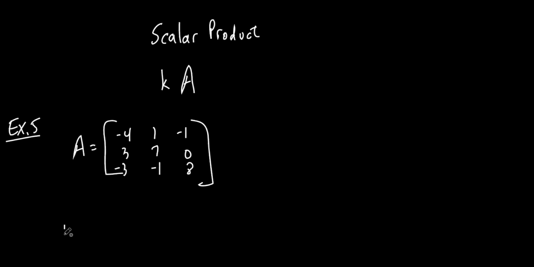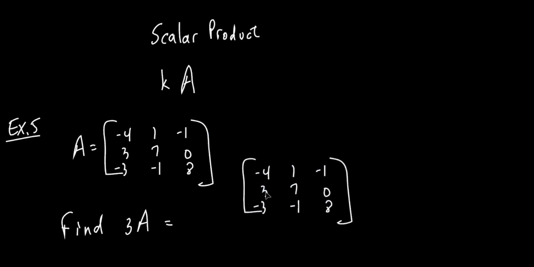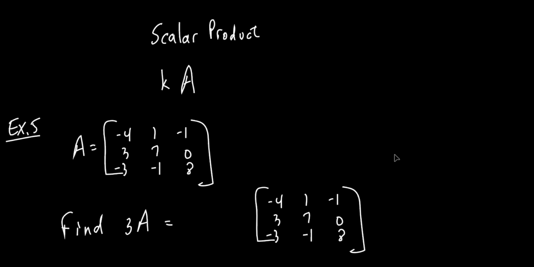Okay. So, first problem says find 3A. What does that mean? It means take a 3 and multiply it by matrix A. Everybody see that? Pretty straightforward. Tell you what, since I've already written this down, I'll just copy and paste. There we go. All right. So, it's kind of ugly right there, but you get the idea.